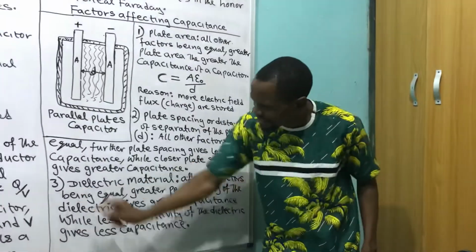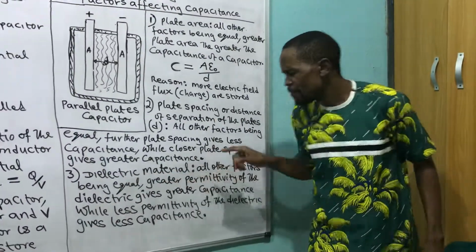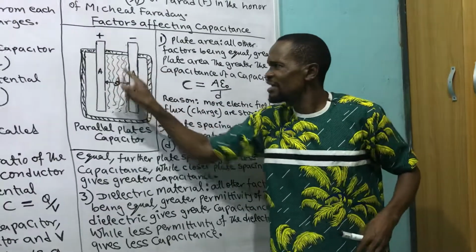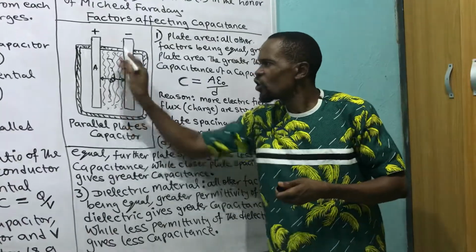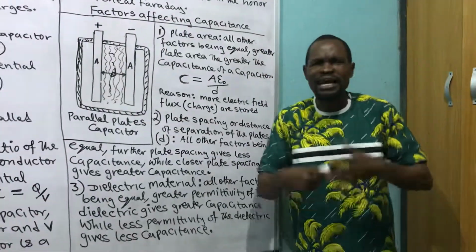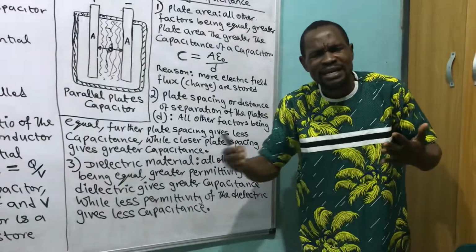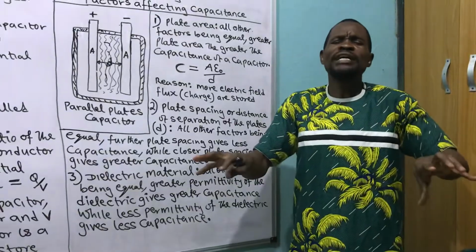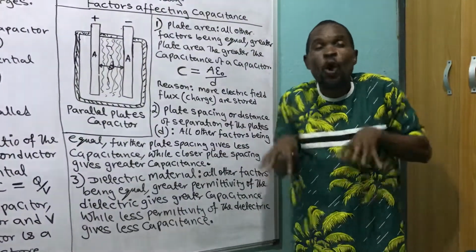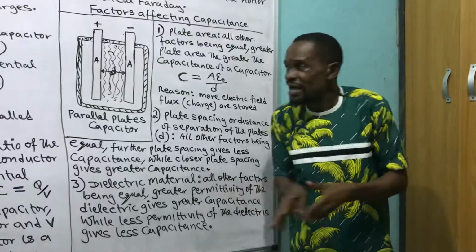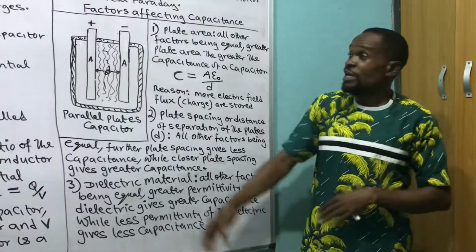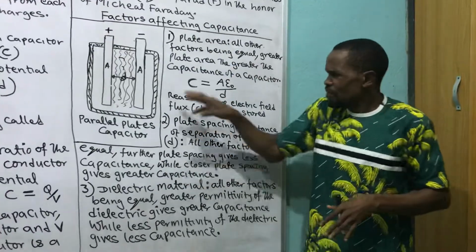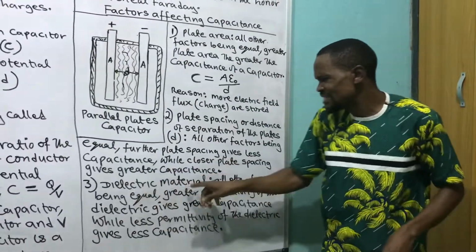So we come to number 3. Dielectric material. The dielectric material, look at this signal here, they are called dielectric material. It can be paper, it can be ceramic, it can be oil-impregnated paper. Paper impregnated in oil can be used as a dielectric. Then this ceramic can be used. So what is being used is what we call dielectric material.